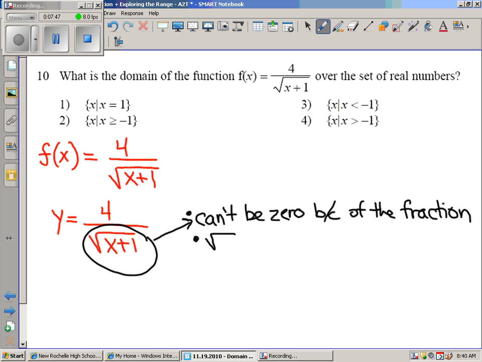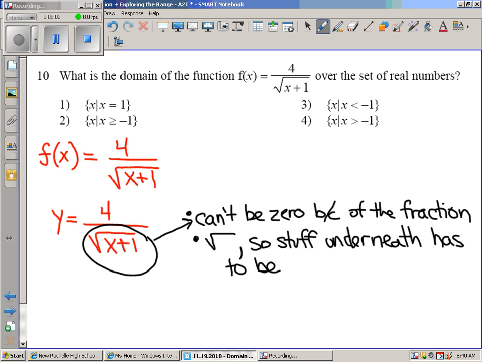Square root. So stuff underneath has to be greater than or equal to 0, right?